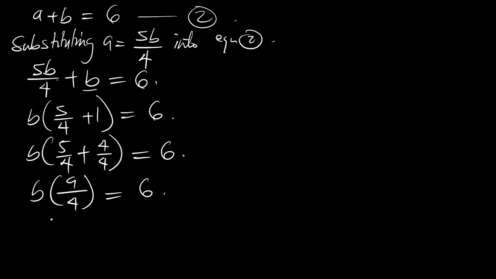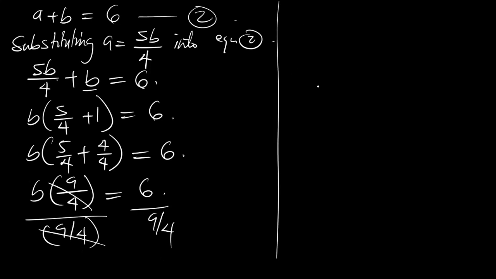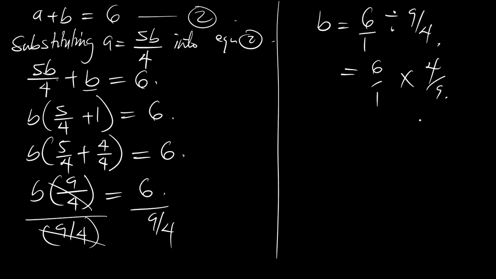So what we're going to do now, we divide both sides by 9 all over 4. So this will cancel out here. You now have B equal to 6 divided by 9 all over 4. So this is 6 divided by 1 times 4 all over 9. So now we have 3 divided, this is 3, 3 divided, this is 2. So you have 8 all over 3. So that means B is equal to 8 all over 3.